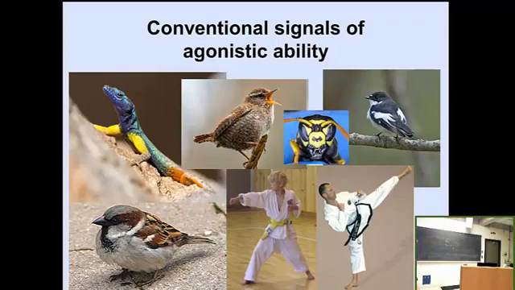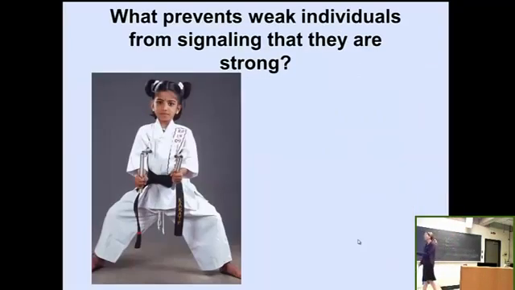So conventional signals of fighting ability have been somewhat more controversial than other signals of fighting ability. People have even questioned whether these traits can actually be reliable signals. And if they are reliable signals, why do they stay reliable? What maintains this reliability over evolutionary time? So essentially, what prevents weak individuals from signaling that they're strong?